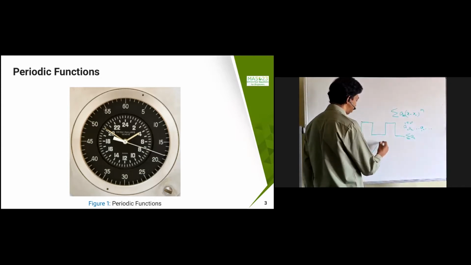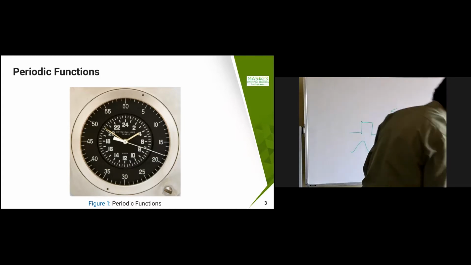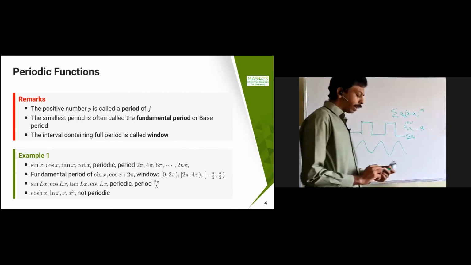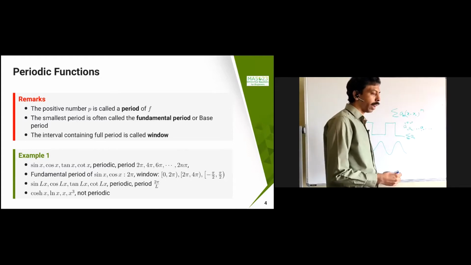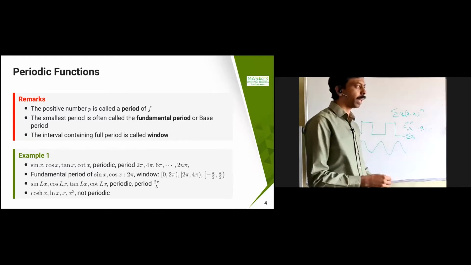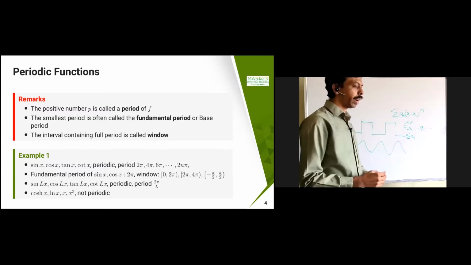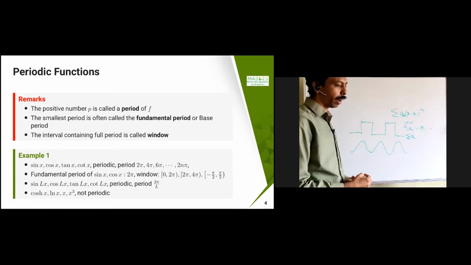So it should have the same trough and crest. This is the periodic function you might have seen. The remark here is that the positive number p is called the period of f. Whatever I mentioned, f of x plus p, the p is called the period of f. The smallest period is often called the fundamental period.